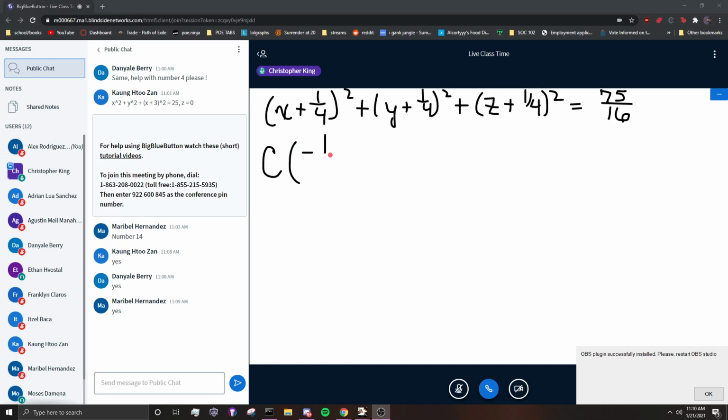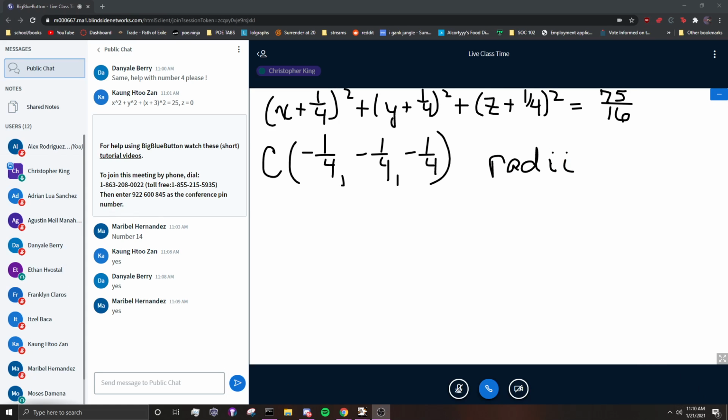Should be the negative 1/4, negative 1/4, negative 1/4. Okay. Did I give something strange on the radius? Nope, I didn't. Okay. So for the radius, or the radii, it is going to be the square root of it. So the square root of 16, that's our 4. Square root of 75 can be simplified. So it's going to be 5 times the square root of 3.